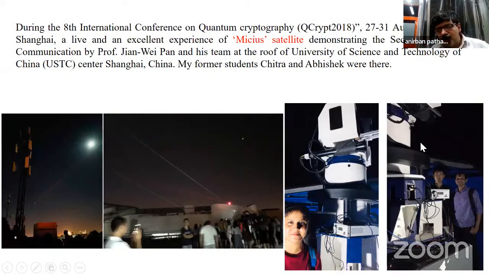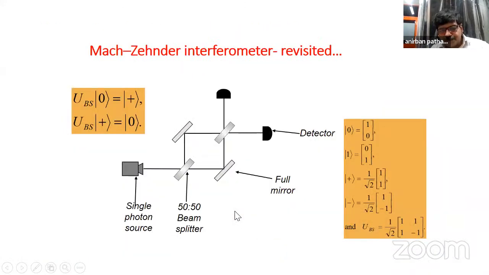This is showing the satellite work. Some of you may know Chitra. Chitra was our PhD student. Abhishek was our postdoc. This is the Chinese lab, and this is the satellite. So the real communication is happening.